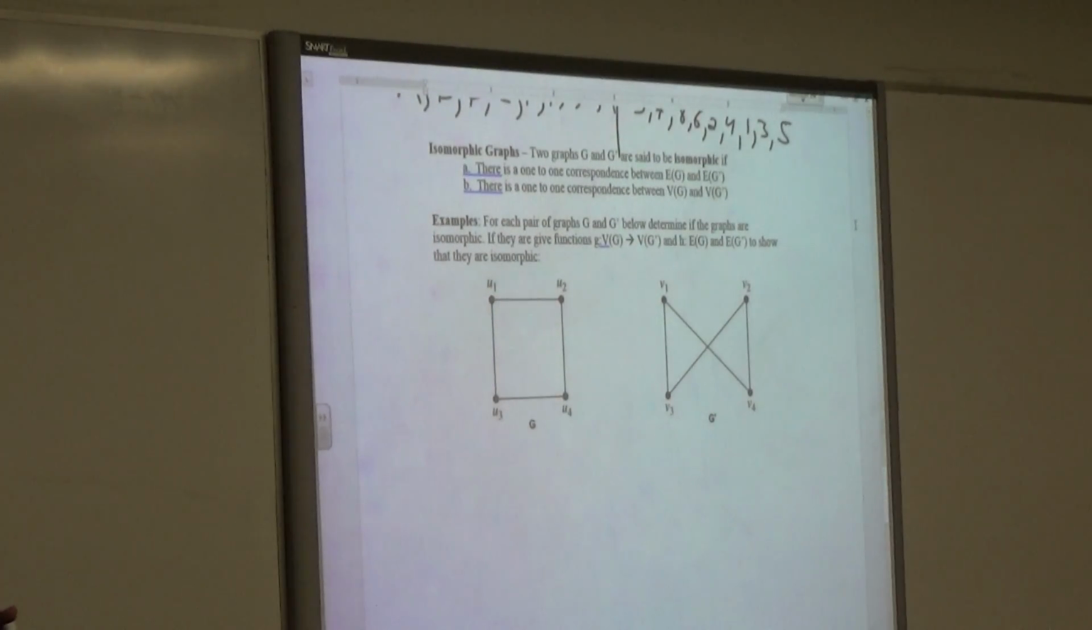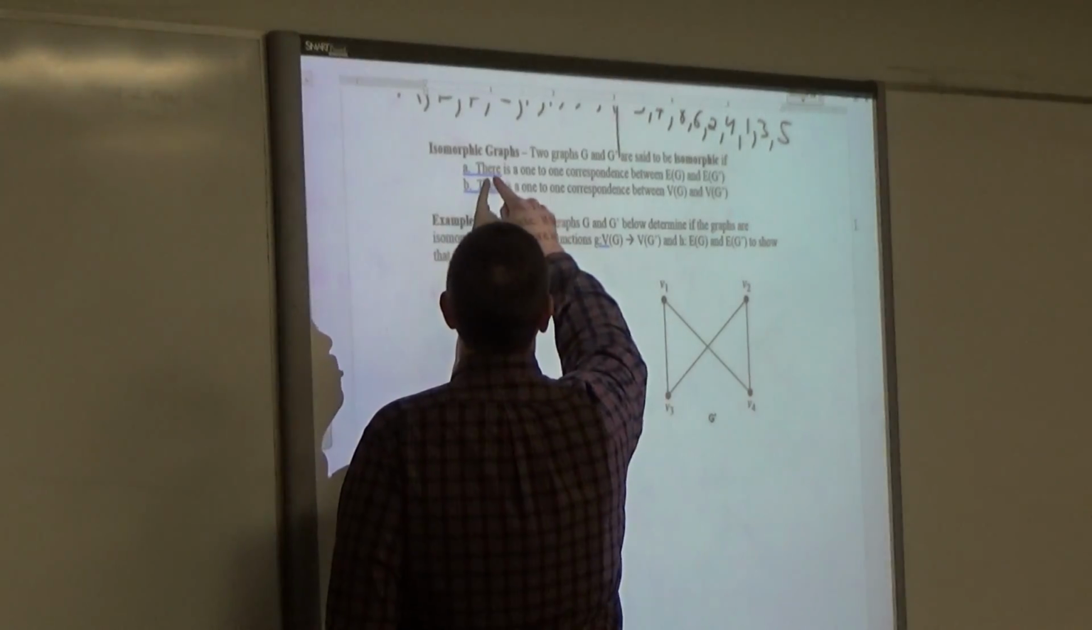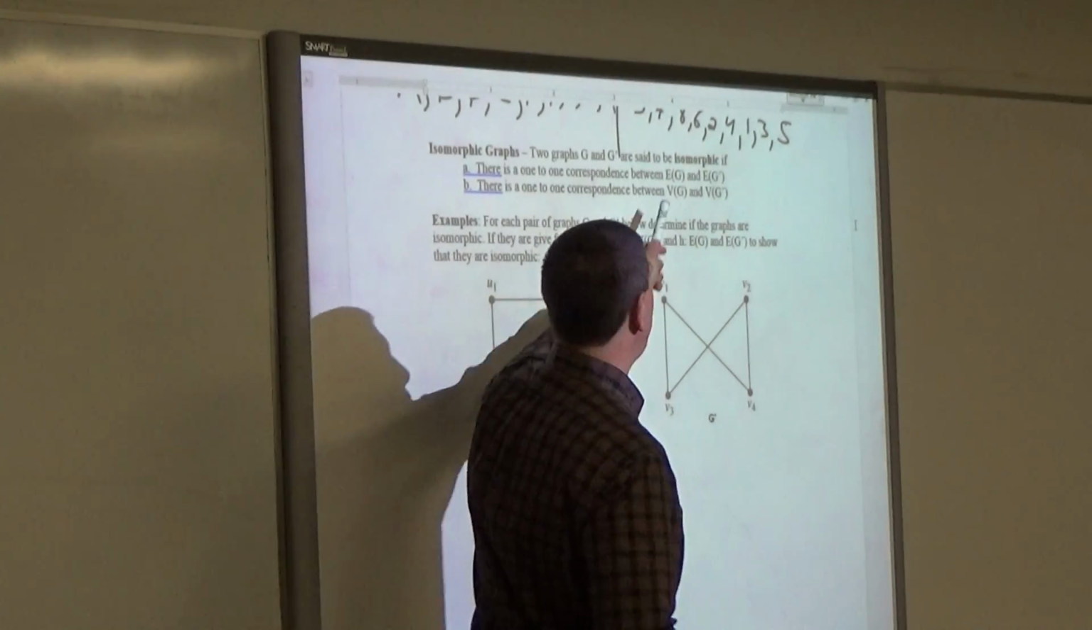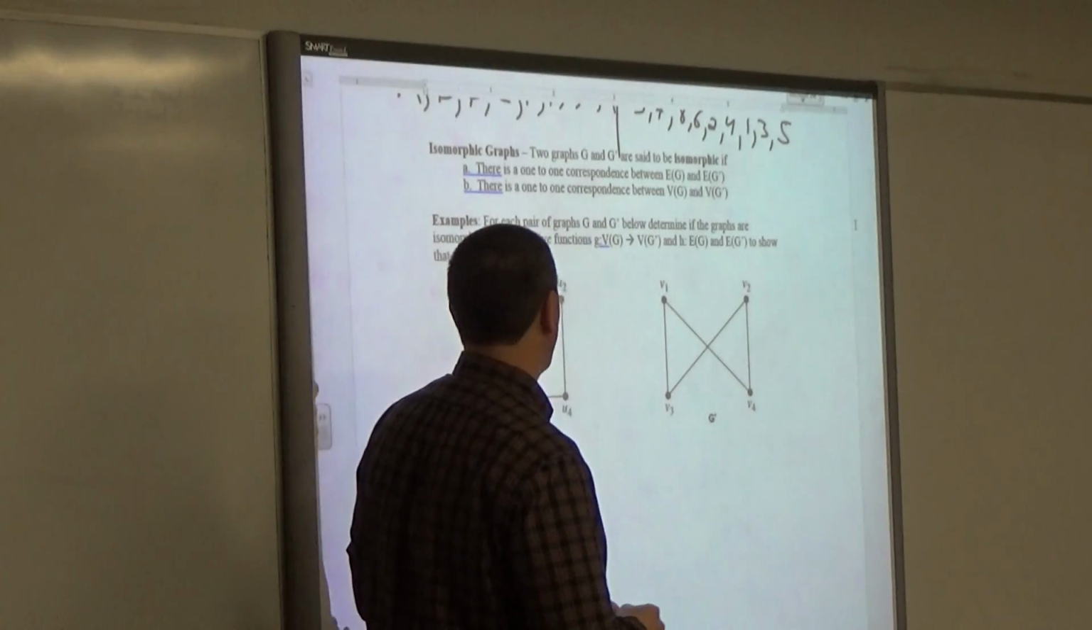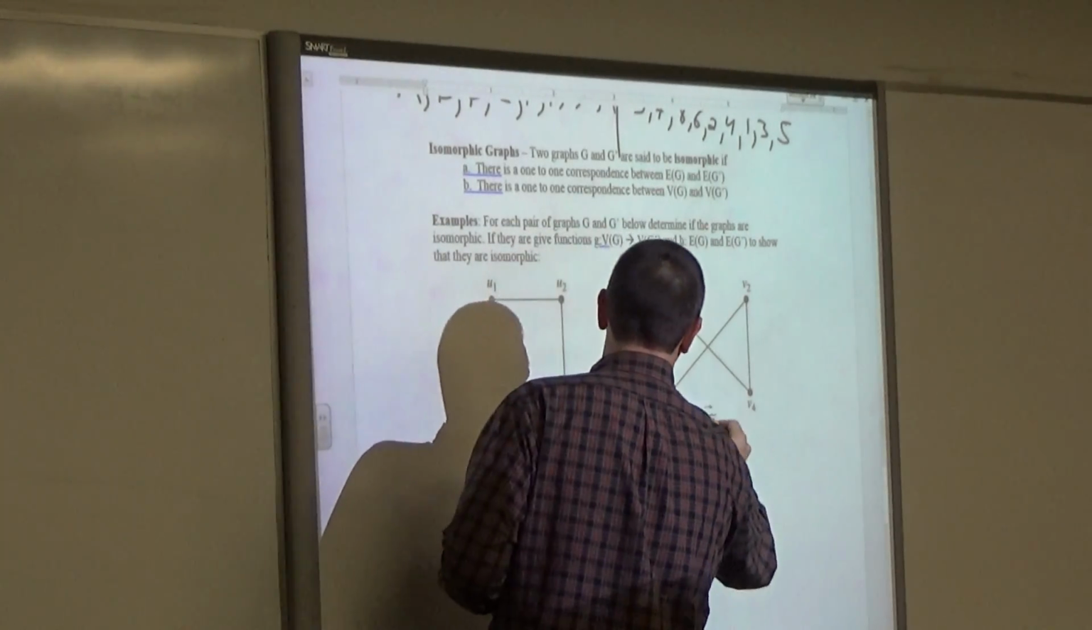All right. So I want to show you how to determine if 2 graphs are isomorphic, and then I'll show you how they're not isomorphic. Essentially, you want to show a one-to-one correspondence between E of G and E of G prime. So let's call this graph G, and let's call this graph G prime.